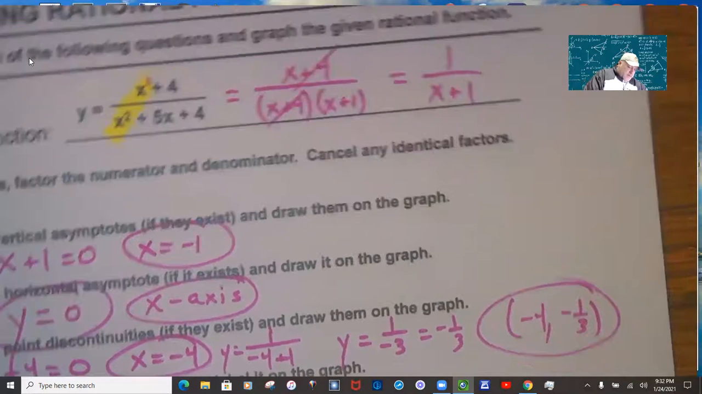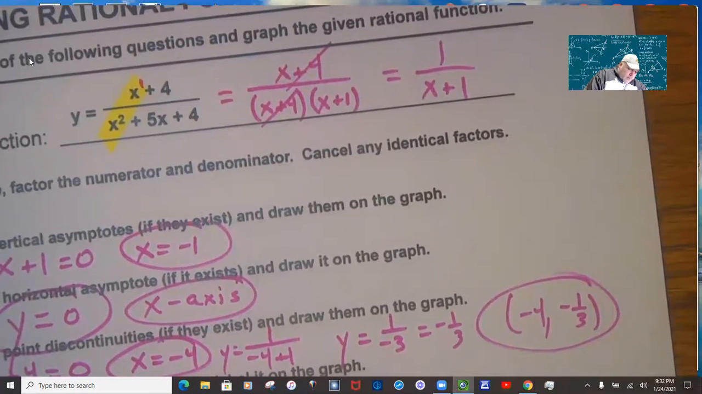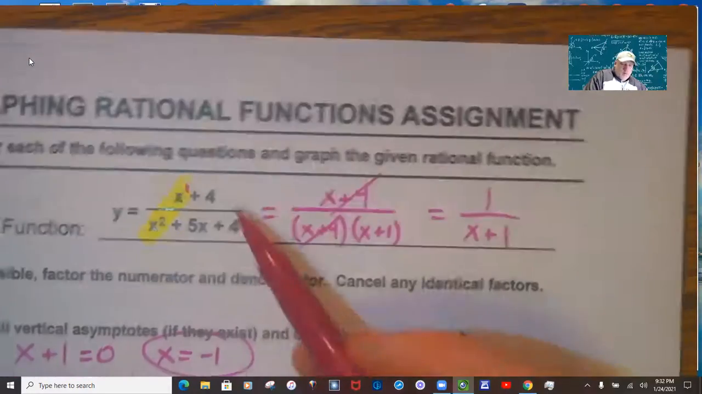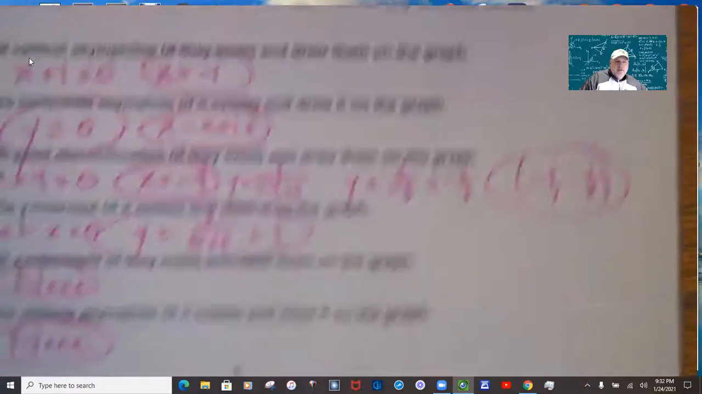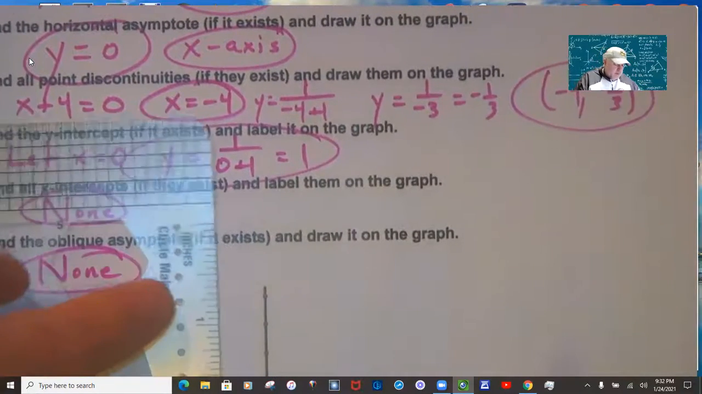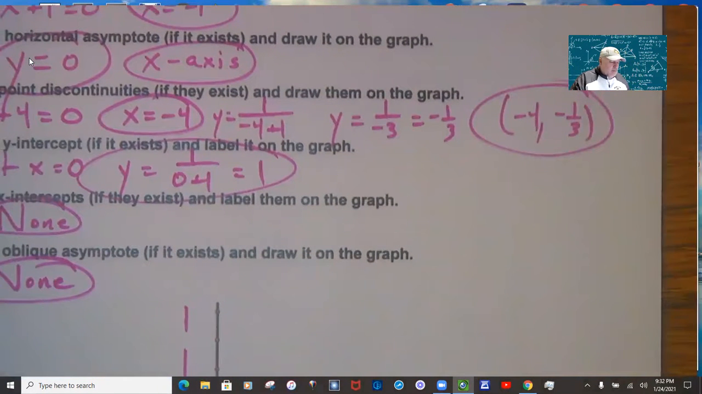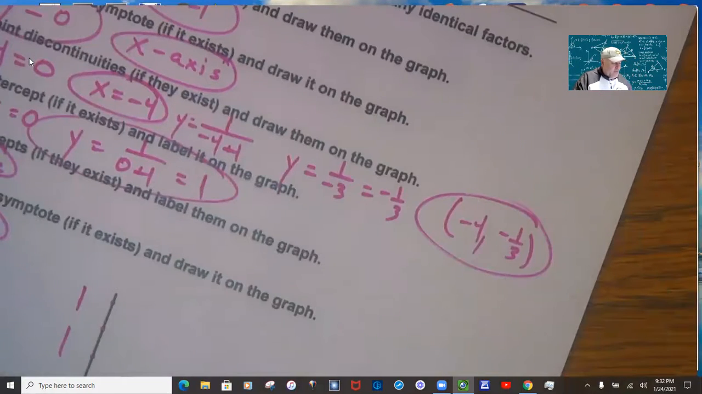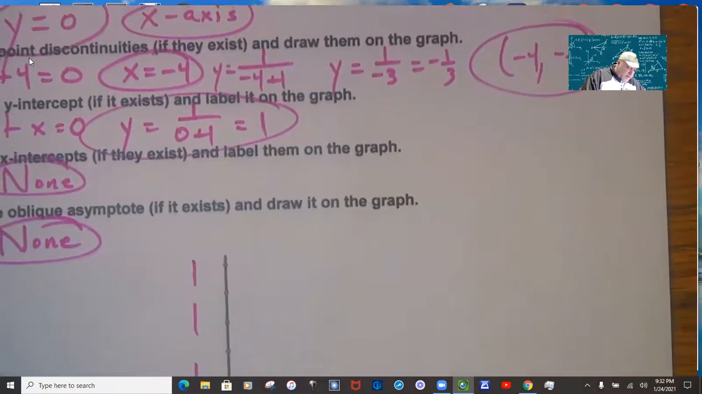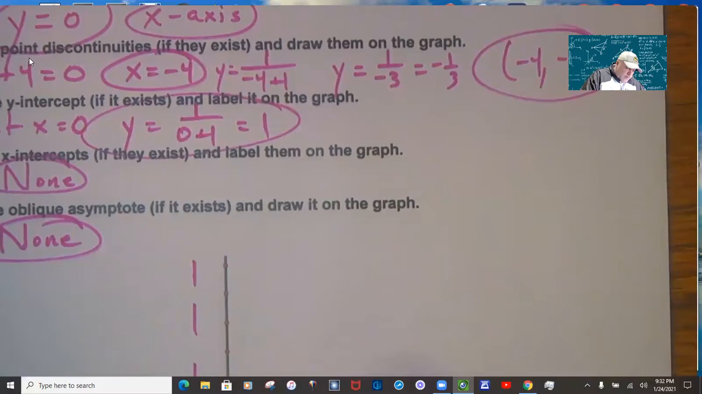Find the y-intercept. Let x be 0. Over 0 plus 1. You can use the original if you want, 4 over 4. Either way, that doesn't matter on that one. Okay, so we're ready to go. So -1, vertical asymptote. Y equals 0, so that's the x-axis. Point discontinuities, -4, -1/3, so right about there. And then y-intercept is 1, and there's not an x-intercept.